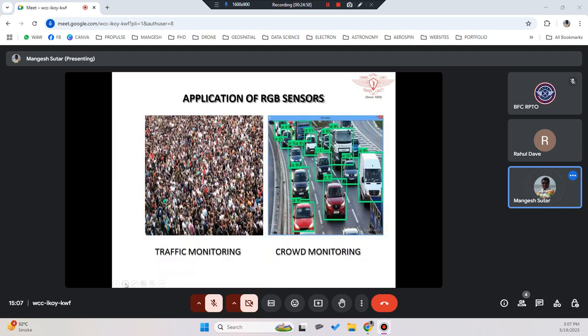Okay, this was an example, like for traffic monitoring, where you want to do face recognition, you can have it in your RGB sensors, or maybe car tracking, a particular object you want to track, or a type of object you want to track. That is also possible using RGB sensors or cameras with AI capability or AI functionality.